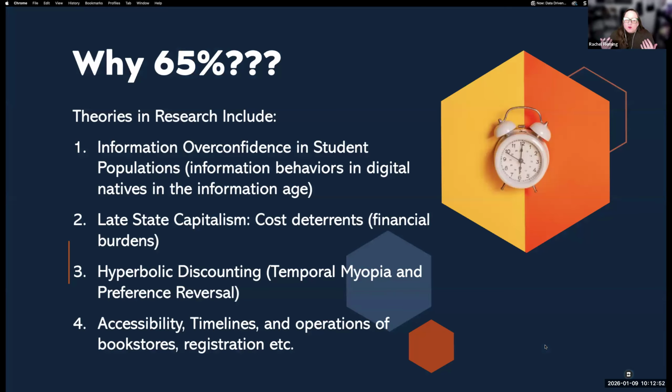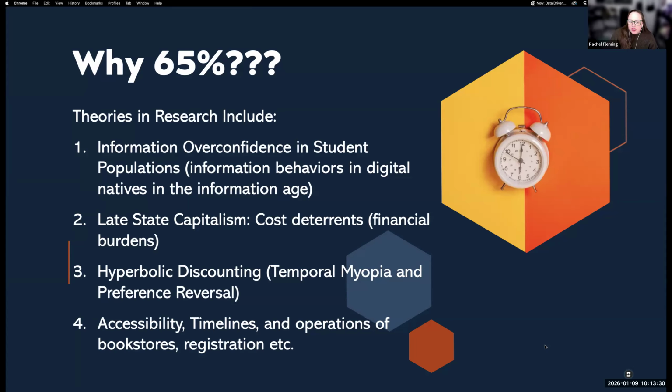And people ask all the time, why is it 65%? That's more than half of our students not buying textbooks. There's a lot of theories in the research, depending on which direction you go with it. Information overconfidence in student populations is actually one that we're seeing on the rise in library data. So if you look at some of the 4-year library research studies, they're looking at information behaviors of digital natives in the information age, and they're finding that a lot of students are very overconfident about what they can or cannot find online. Then you have the state of capitalism, right? We're in late stage capitalism, cost deterrence, financial burdens, which we already covered.